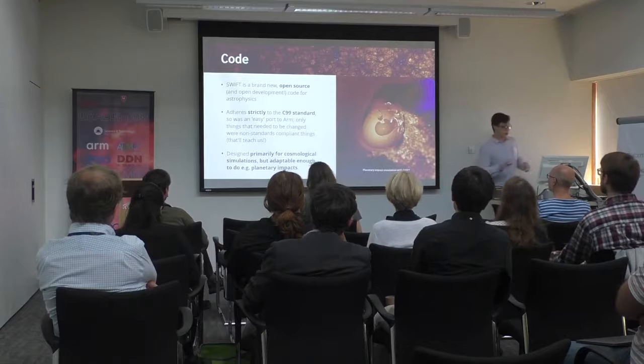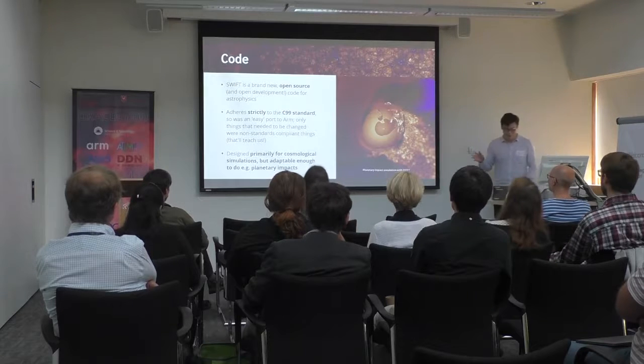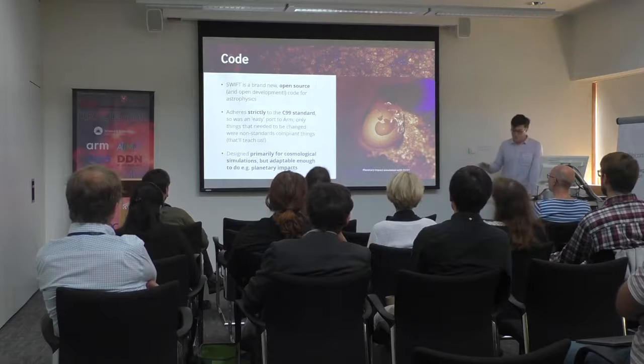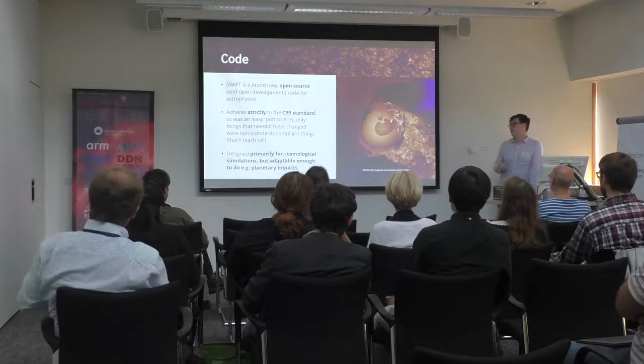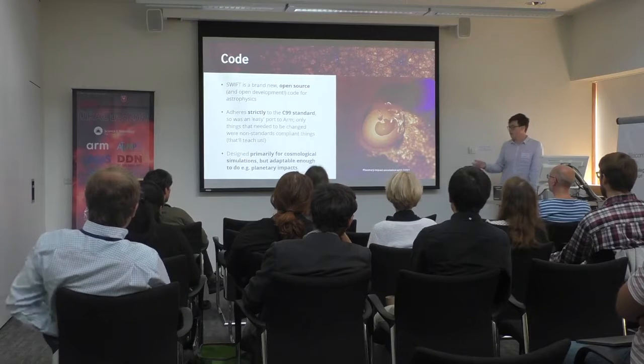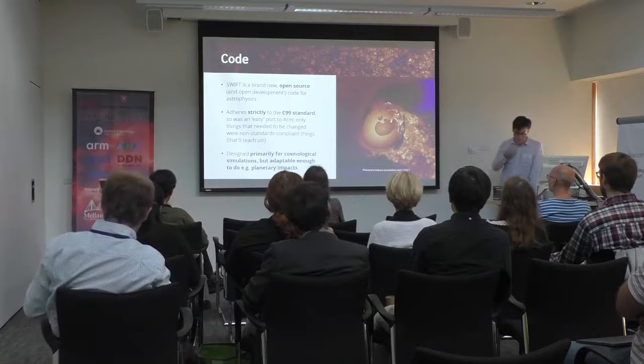Now, Swift is brand new, and by brand new, I mean it hasn't hit 1.0 yet. It's an open source and open development code for astrophysics, so you can download the latest master branch and that has a whole lot of stuff in it, including our subgrid models, which are slightly different from other groups. It adheres strictly to the C99 standard, and so it was a very easy port to ARM. It compiled out of the box and passed all of our correctness tests out of the box as well.